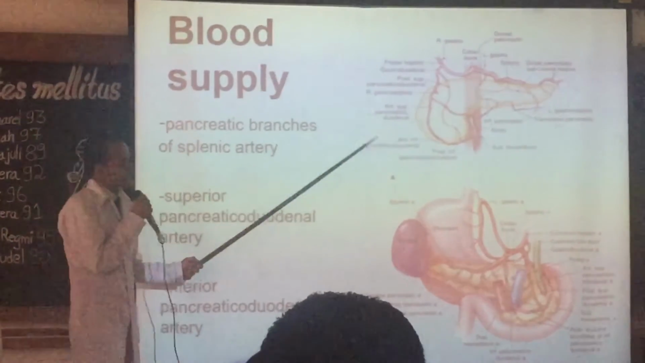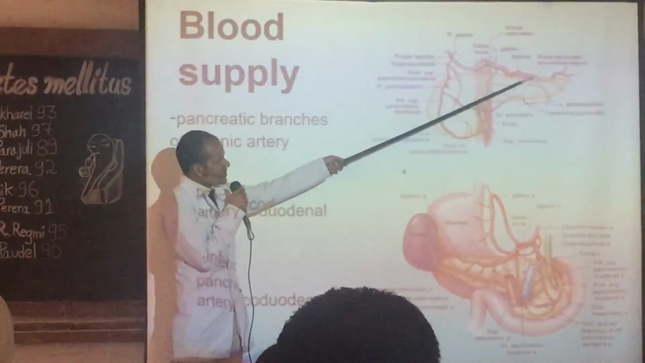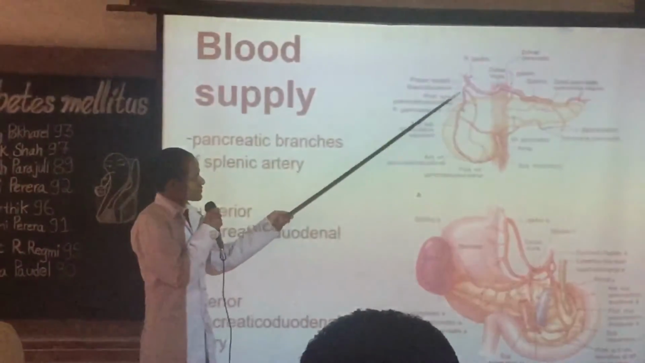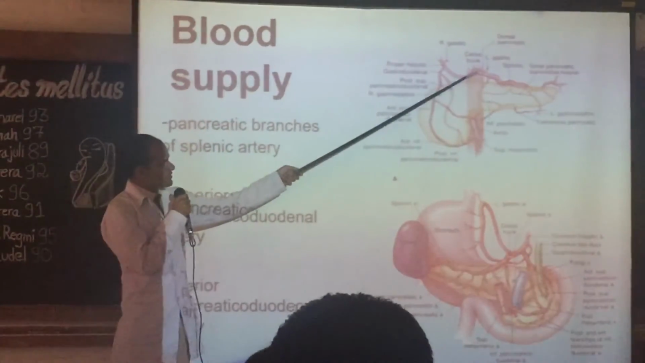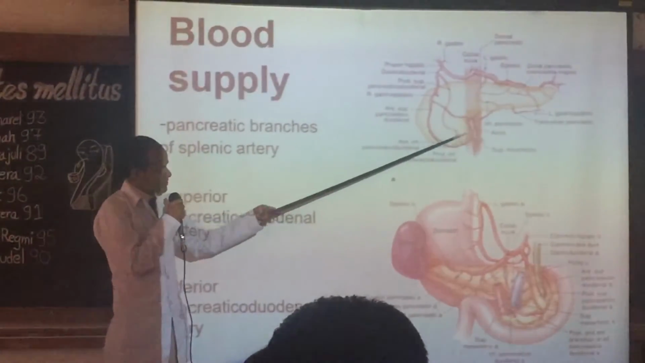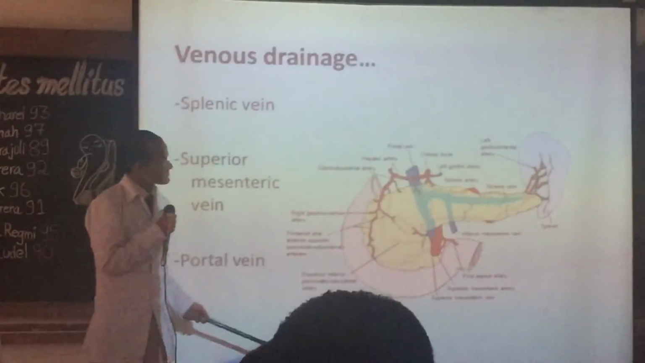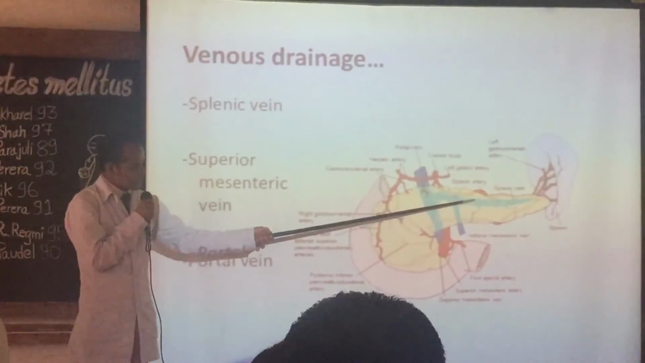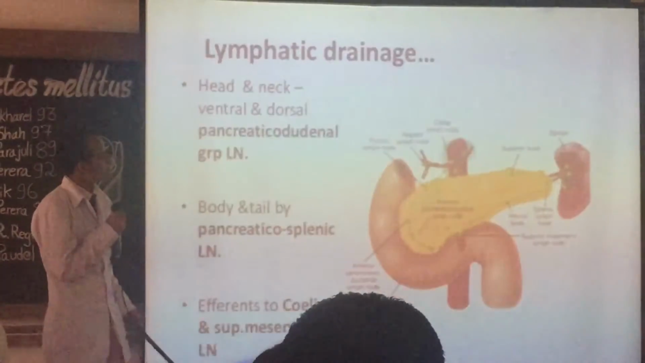Blood supply of the pancreas is done by pancreatic branches of the splenic artery, which is a branch of the celiac trunk, the superior pancreaticoduodenal artery, which is also a branch of the celiac trunk, and the inferior pancreaticoduodenal artery, which is a branch of the superior mesenteric artery. Venous drainage occurs through the superior mesenteric vein, splenic vein, and portal vein.